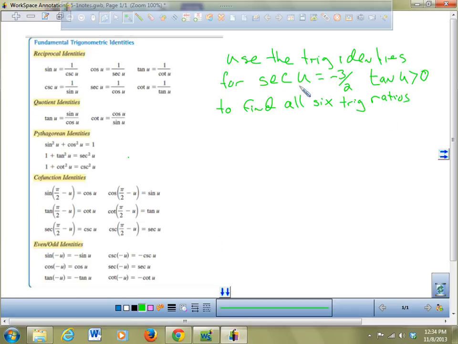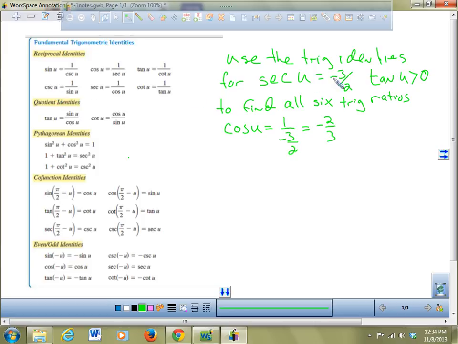So right away, we already know the first one, right? That's secant. So what does that mean that cosine of u would have to be? If secant is 1 over cosine, how do you find cosine? What's 1 over negative 3 over 2? That's equal to negative 2/3. All you have to do, that's called the reciprocal. All you have to do is flip them upside down, right? And you got it, okay?